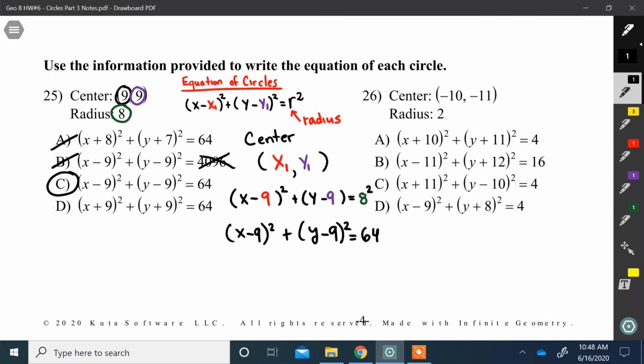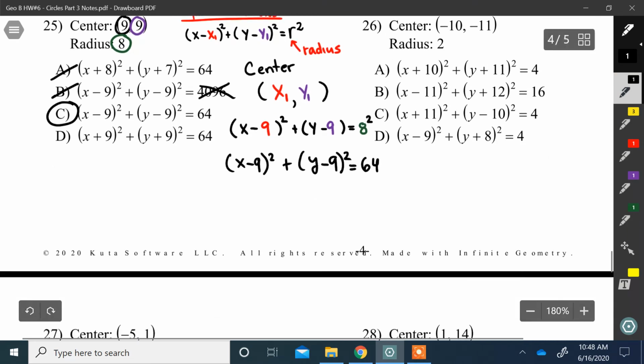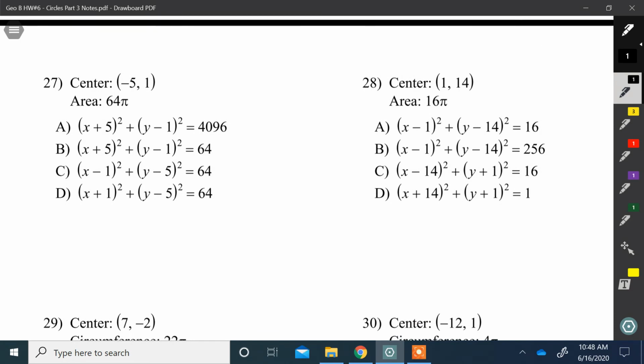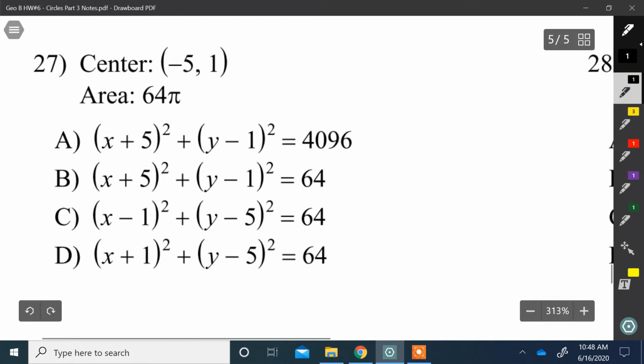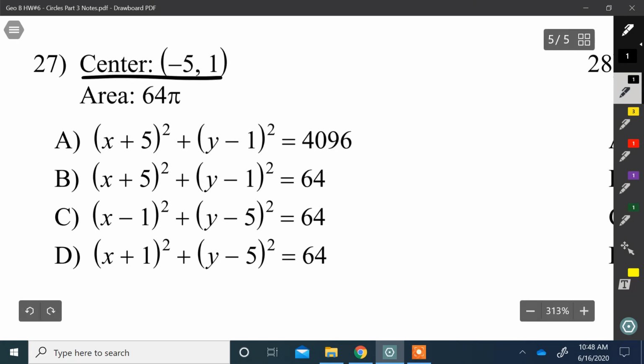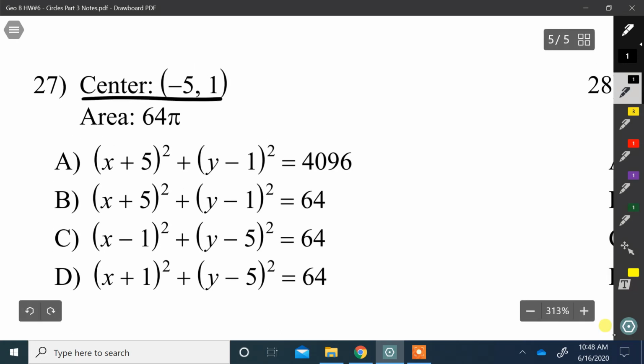Okay, you're gonna do the same for number 26. Okay, number 26. Let's go ahead and find that using that equation of a circle. Okay, let's figure out this one here. How do I figure out what the area of a circle is using the information that they're giving me? Well, first of all, they're giving you the circle right there, the center, so we're almost there with that.